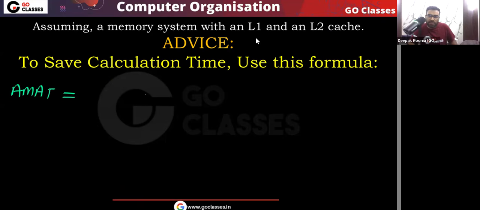is equal to, if you have two levels of cache memory, L1 and L2, then this average memory access time will be equal to L1 access time plus, when there is a miss in L1, the L1 miss rate into L1 miss penalty.